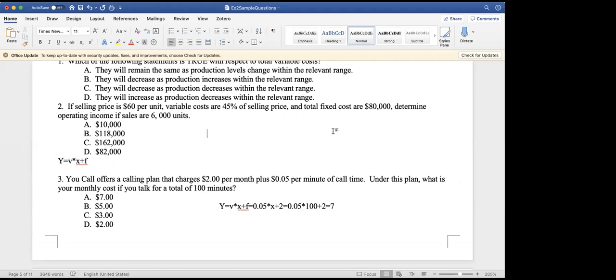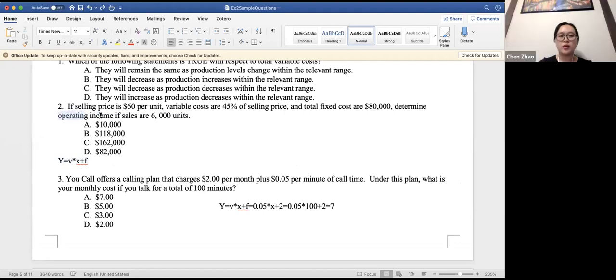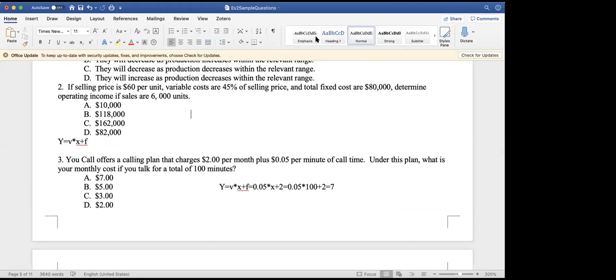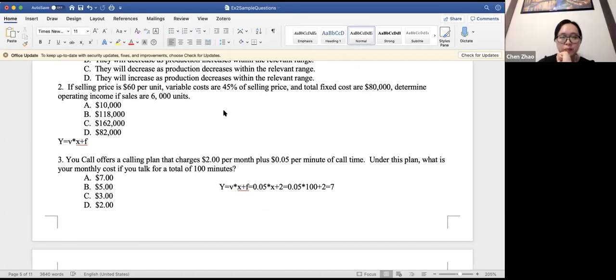Okay. So this question is determine your operating income. I don't know why this question is here. Actually, it's later. Can we go back to this later after we talk about the contribution approach income statement? It would be easier. Yeah, sure. I like this question, and we can go back later.